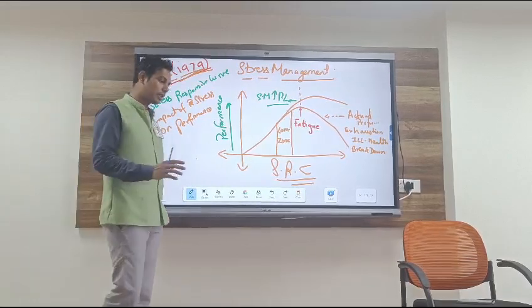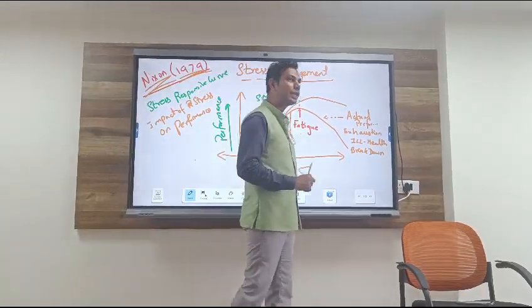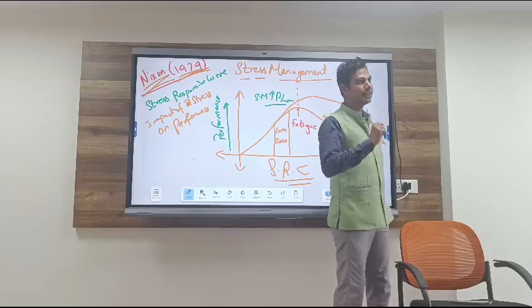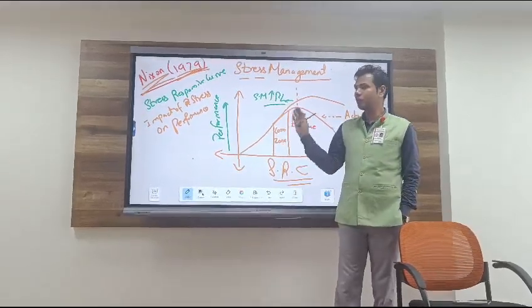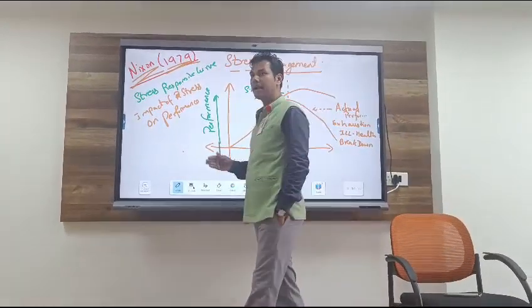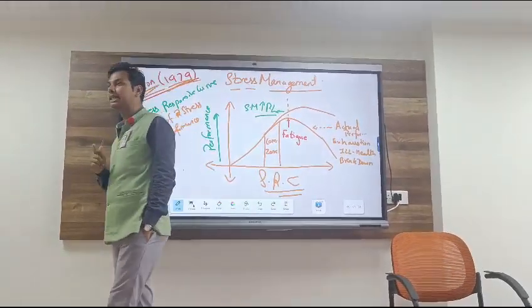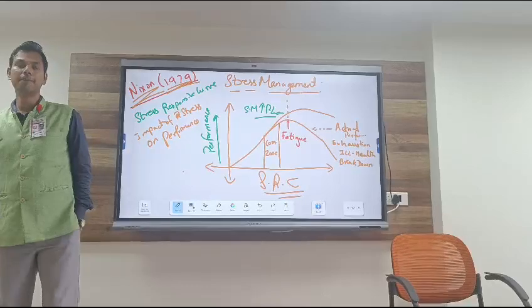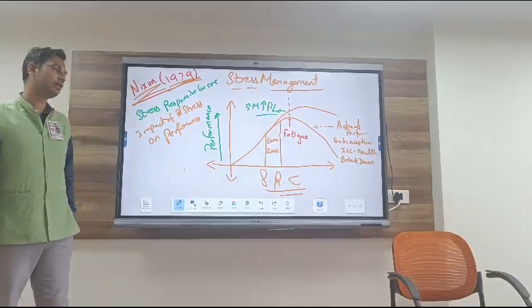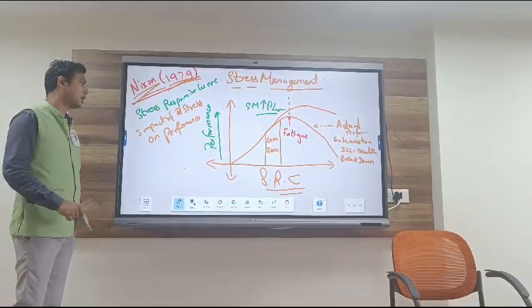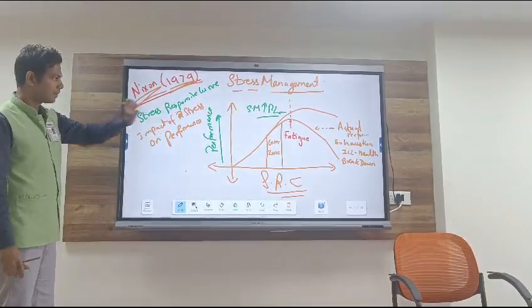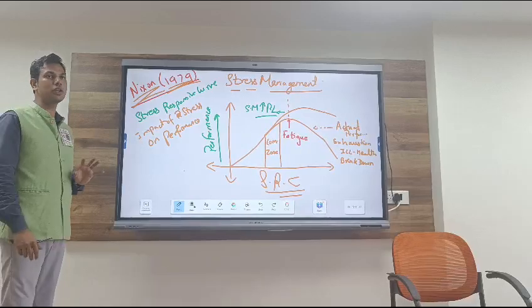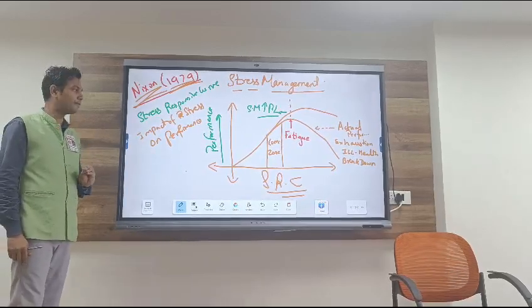This theory, which was given by whom? Nixon, in 1979. He has said and he has proved how stress impacts the performance and what can be done in order to improve the performance even in a stressful situation. In order to understand this graph and the curve which has been drawn, there are a couple of things that you need to identify and understand.